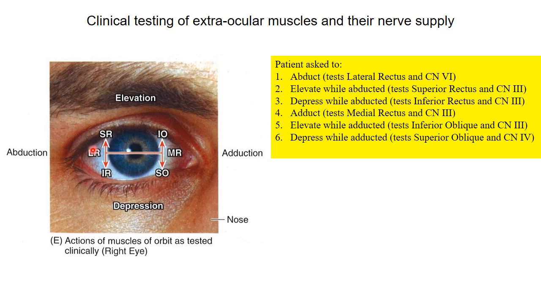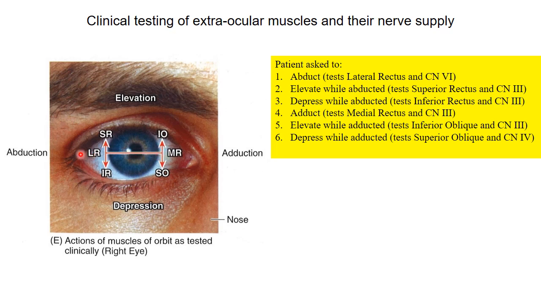Likewise, the prime depressor of the eyeball, once already abducted, when the patient's already looking out, is the inferior rectus. Likewise, when we look in, from the adducted position, the stronger elevator is the inferior oblique. The stronger depressor is the superior oblique. Superior oblique is a stronger depressor than the inferior rectus from the adducted position. That's why we do this. So we test superior oblique using depression, not its abduction.